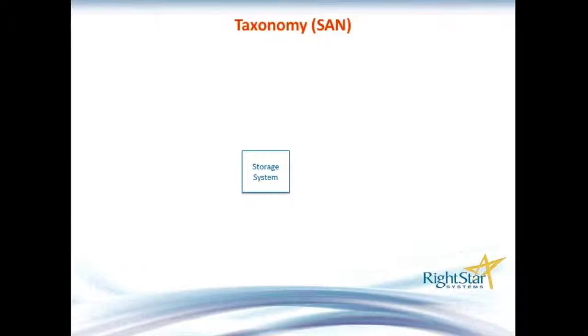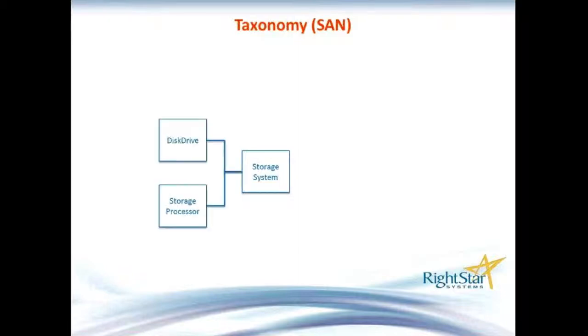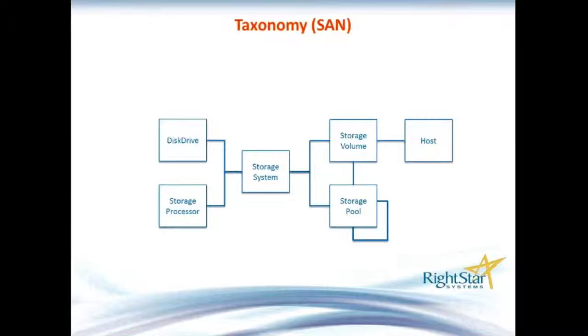So from a SAN perspective, of course, we're going to have that storage system that we discover. On this left side, think of this as the hardware, the physical view of that storage system. So that's comprised of my disk drives and my storage processors. On the right side, this is the logical partitioning for that storage system. So what you'll see there are the storage volumes related to the storage pools, and that ultimately I have a host that has a relation to that storage volume.